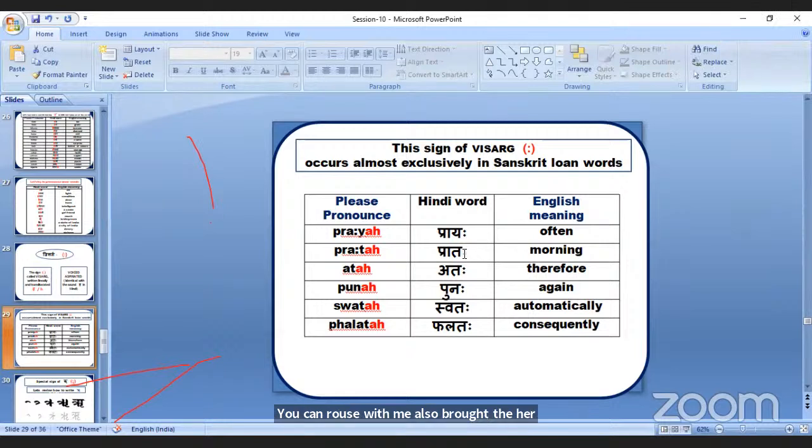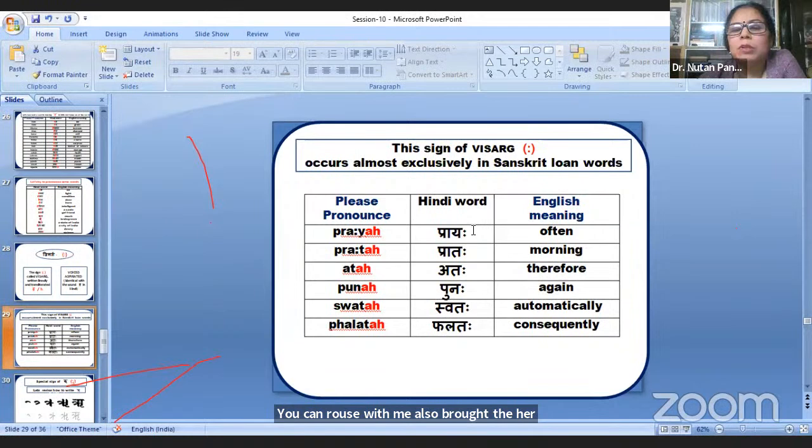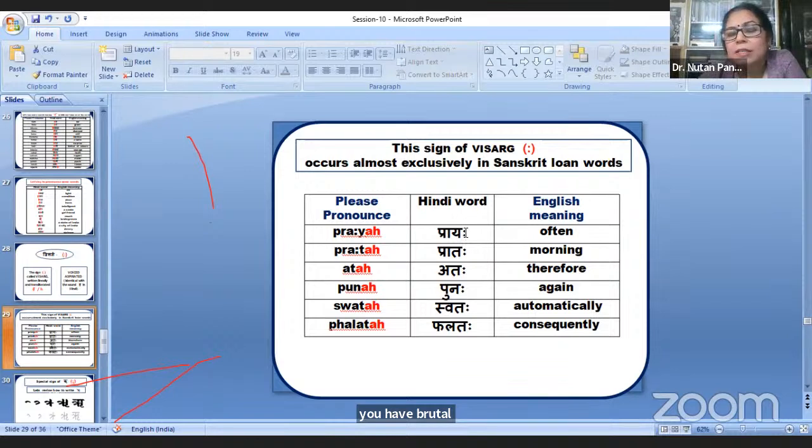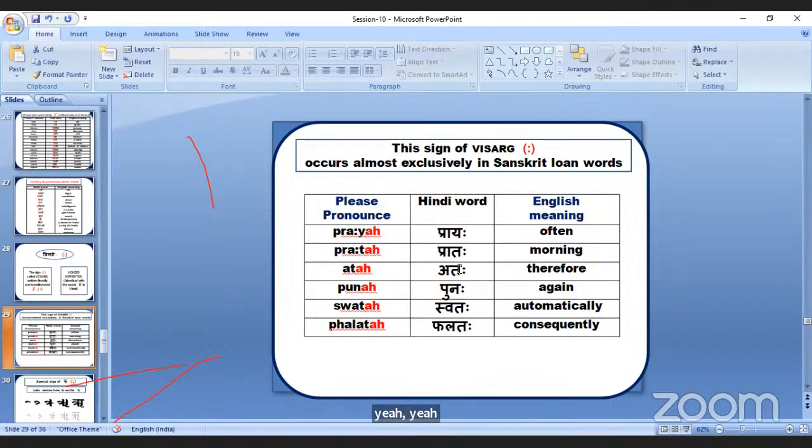Only you will remember this. If in some instance you see this symbol in Hindi, it is different from phonetic transcription. If you see this sound in Hindi, it means you should pronounce it as ha. Prayah, prayah.